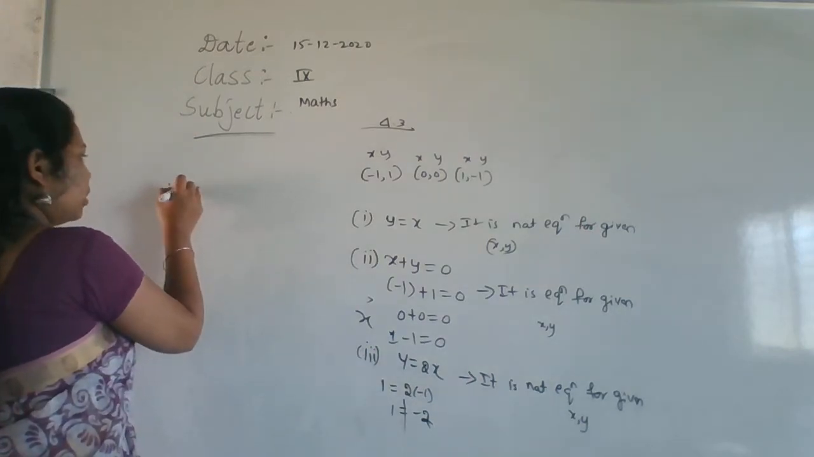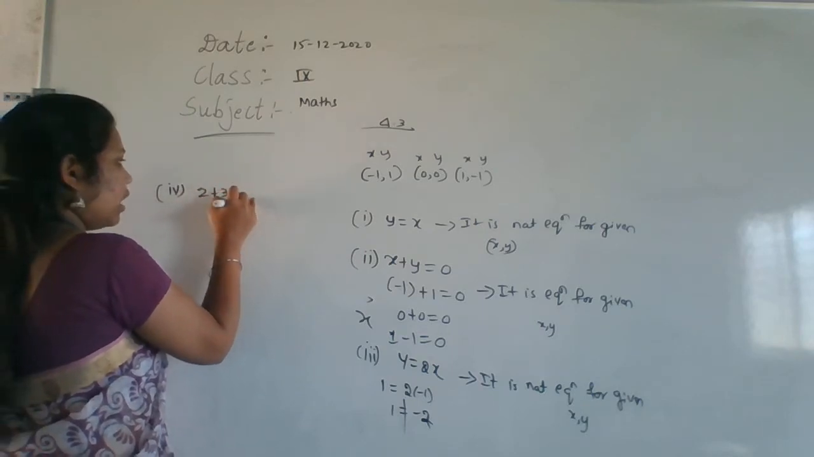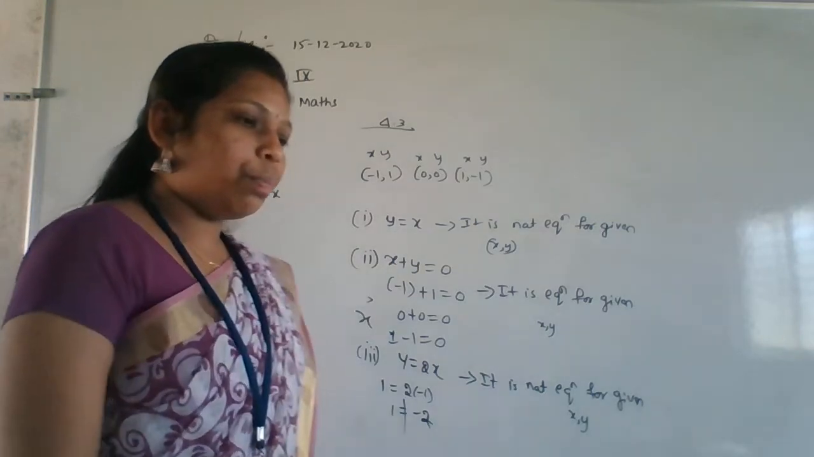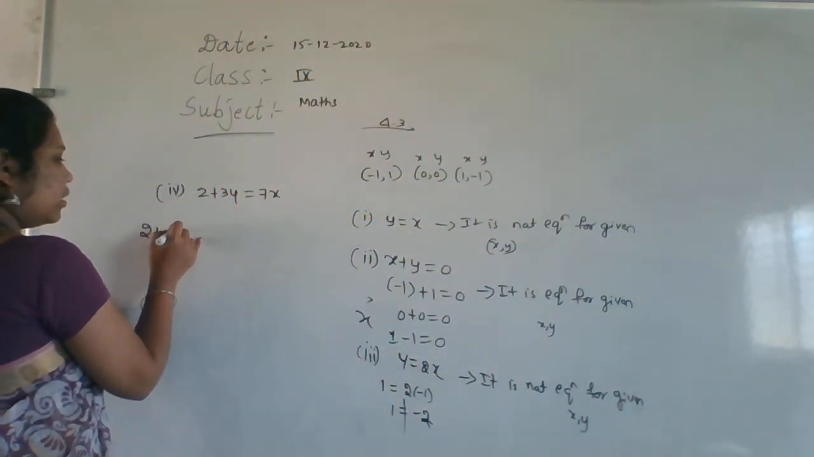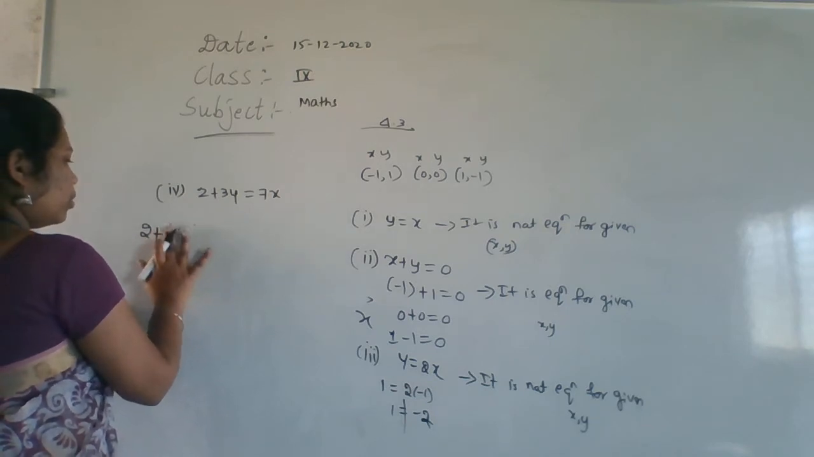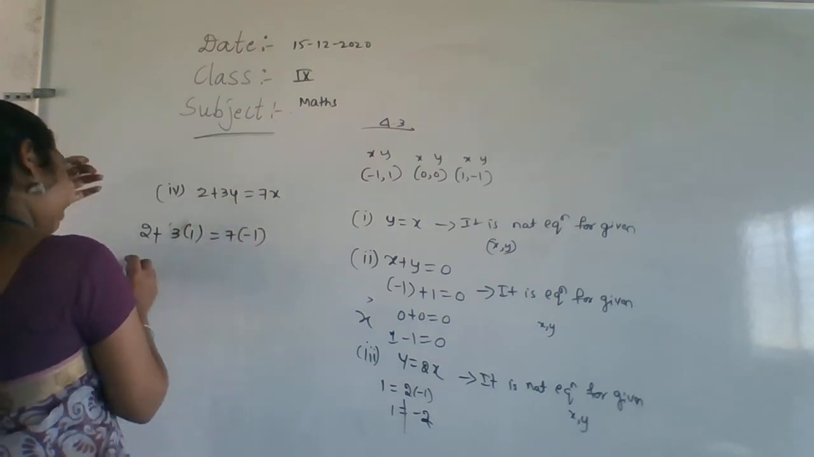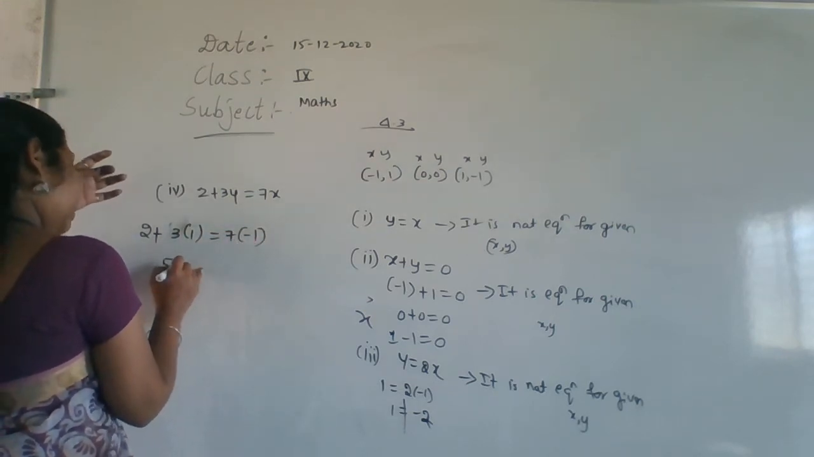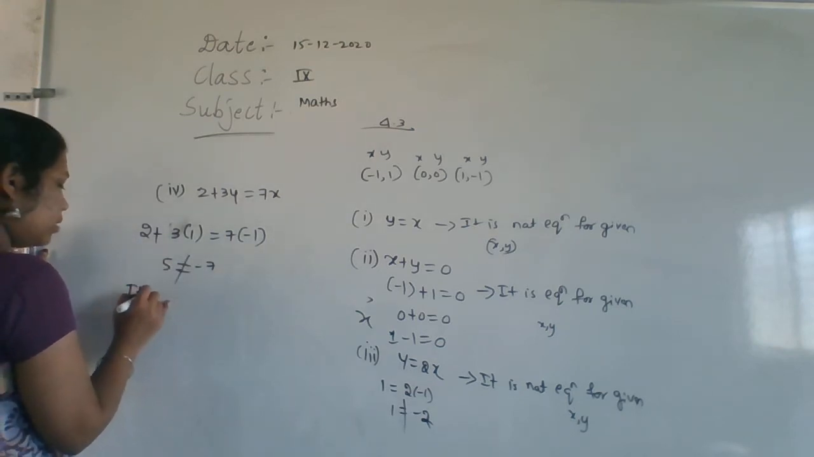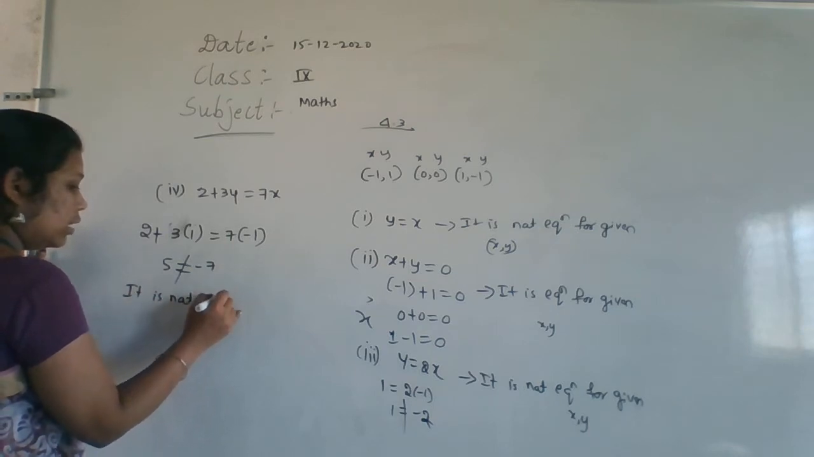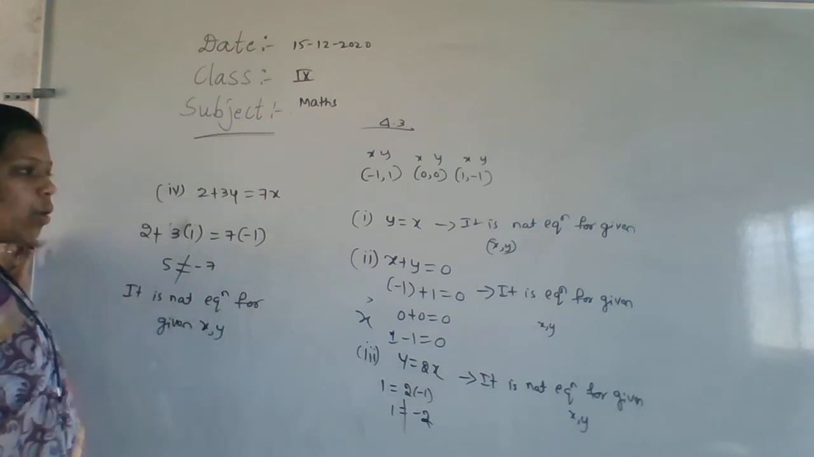Fourth one. What is the fourth one they have given here? The equation is 2 plus 3y is equal to 7x. Substitute the value. Y is equal to 1 and x is equal to -1, so 7 times -1. Here 3 plus 2 is 5 is equal to -7. Whether these are equal? No. Therefore, it is not the equation for the given x, y.